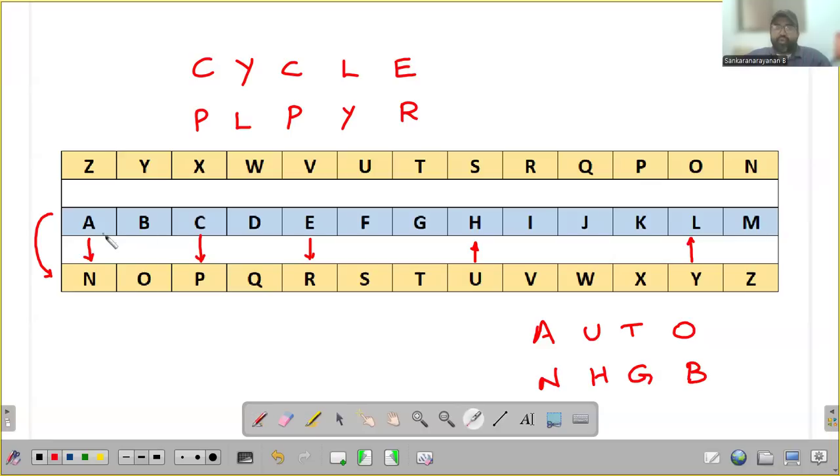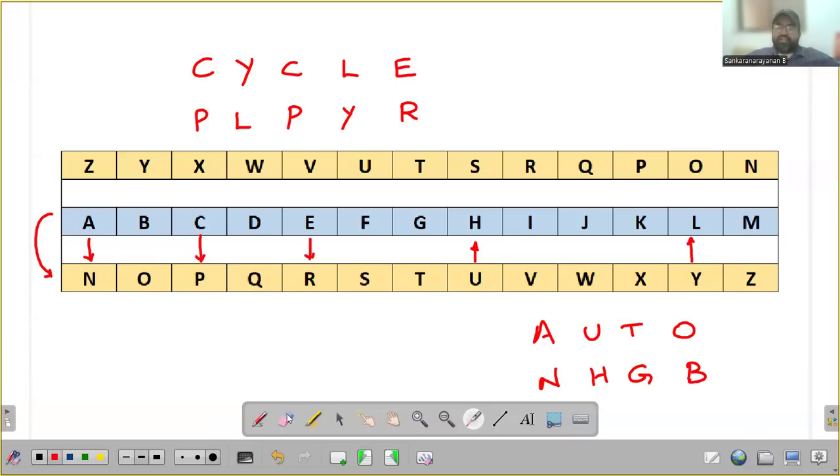So if I am following this logic related to coding, I have presented A to M here, and N to Z in this fashion. If cycle is coded using the logic P, L, P, Y, R, this is the encoding technique. So auto can be coded as NHGB. N, U is H, T is G, and O is coded as B. Like that it will come.